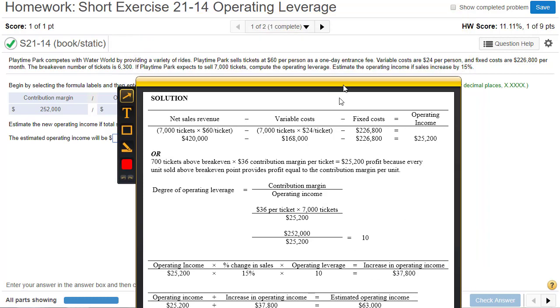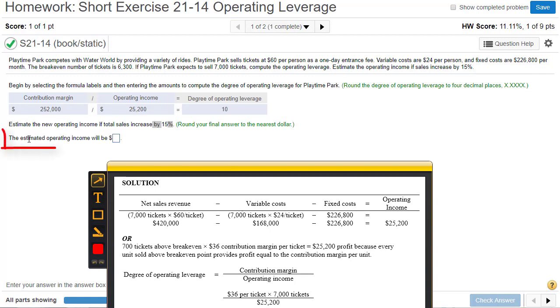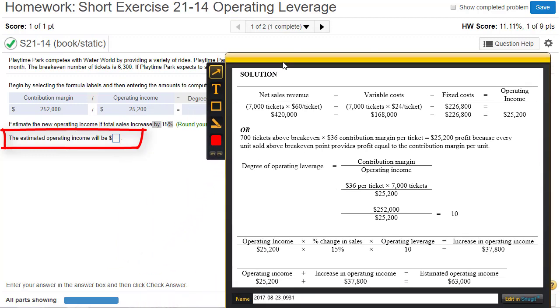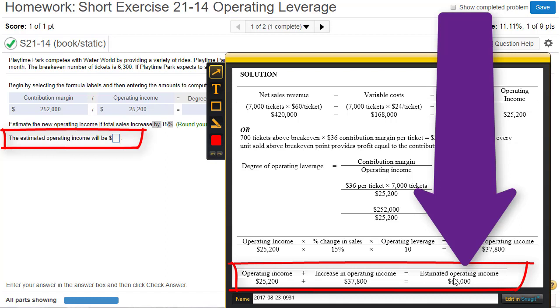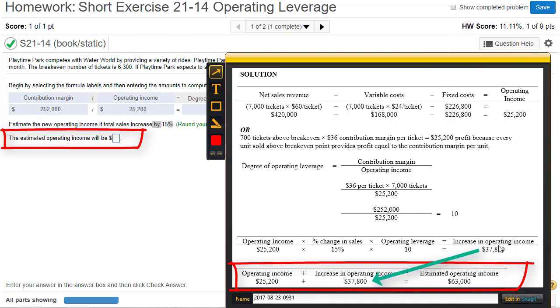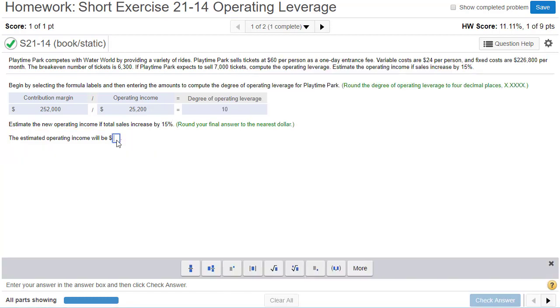But the question they're asking is, what's the new operating income? Not just the increase, but what's the new operating income? So to get the new estimated operating income, you take the increase and you add it to the original operating income. So here's our original operating income, 25,200 plus 37,800, gives us a new estimated operating income of $63,000.